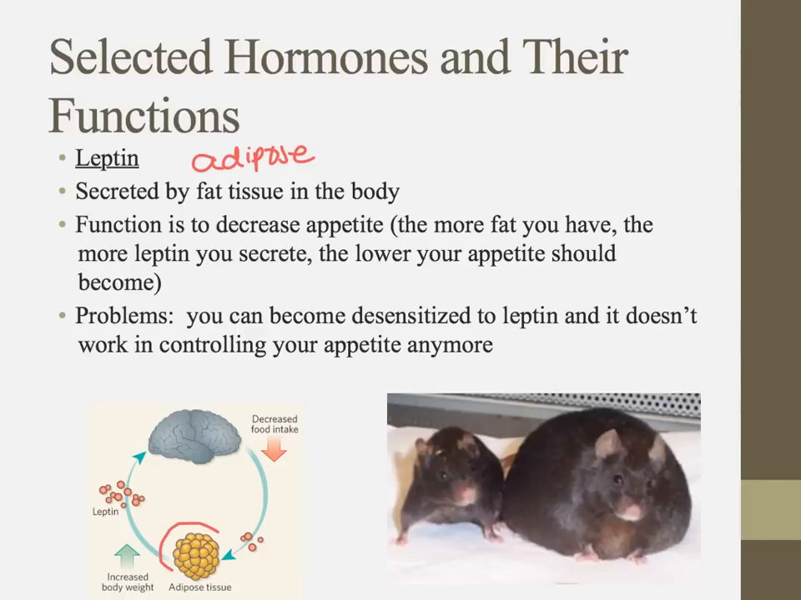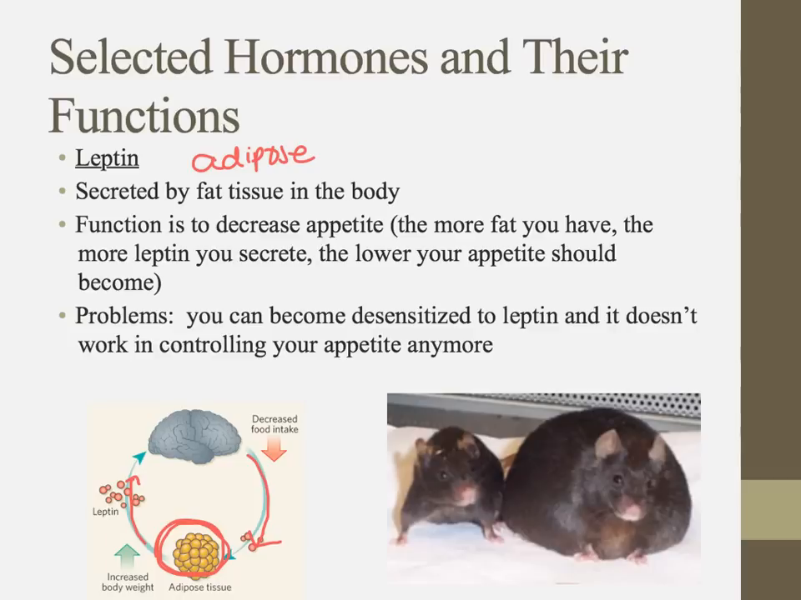When you have a lot of fat, you're eating too much. So when you have all this fat, the levels of leptin go up because this fat is producing a lot of leptin. That tells your brain, hey, I'm kind of fat, I don't need to eat as much. So your brain is then supposed to decrease your appetite. When you decrease your appetite, the level of fat in your body should go down, and we should be returning back to those stable levels.